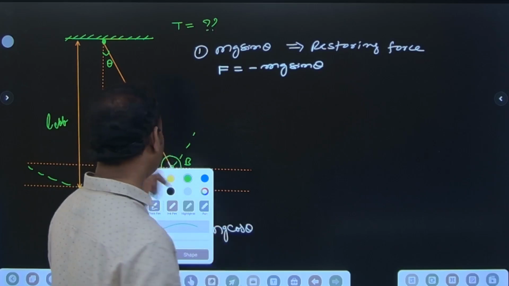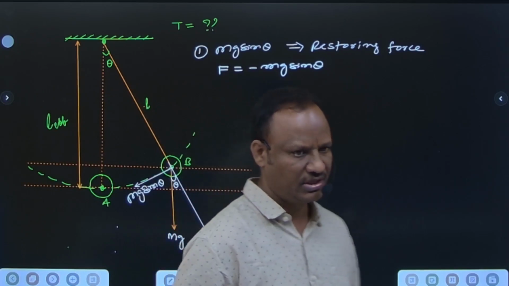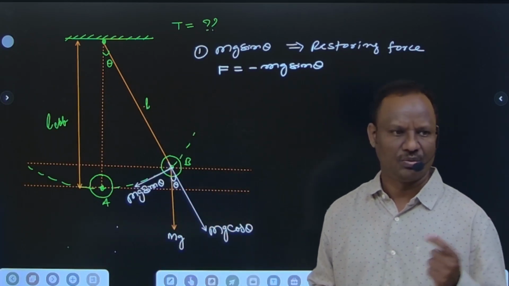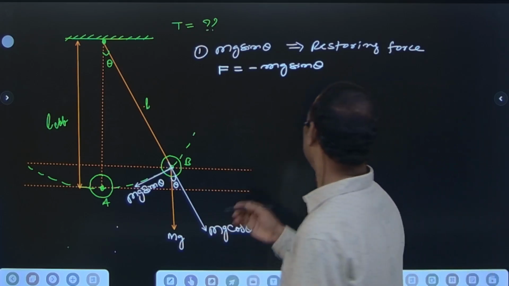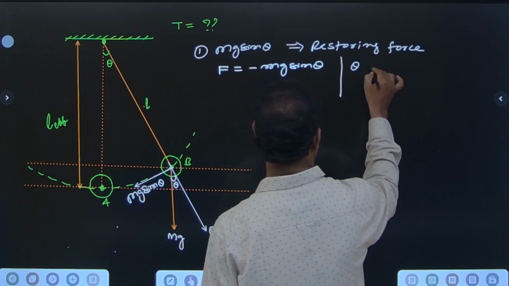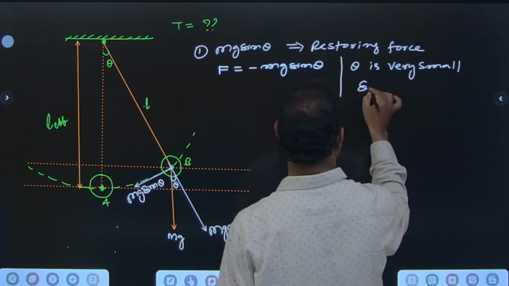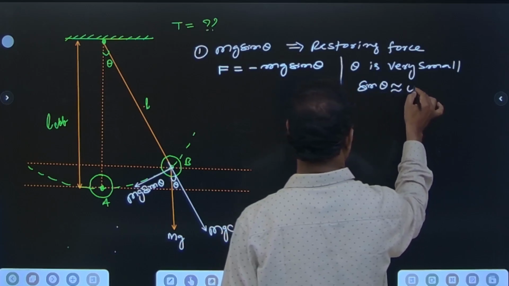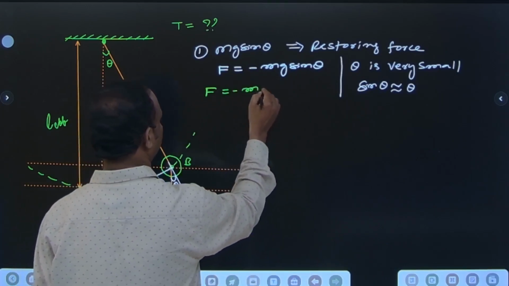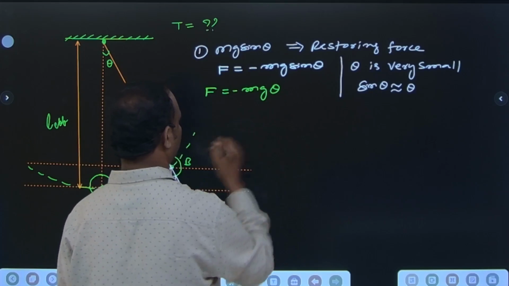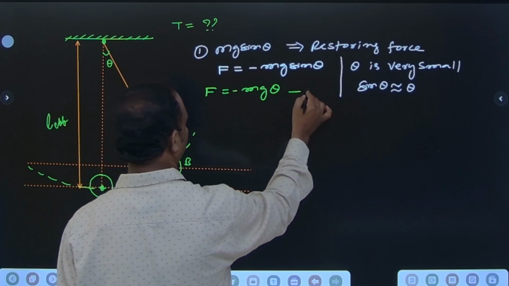When you're talking about these oscillations, what type of oscillation is this? Is it a linear oscillation or an angular oscillation? Definitely it's an angular oscillation. Whatever the oscillation, the angle should be very small. So when the angle theta is very small, sin theta is similar to what? It's theta. So F is equal to minus mg theta. This is my first condition.